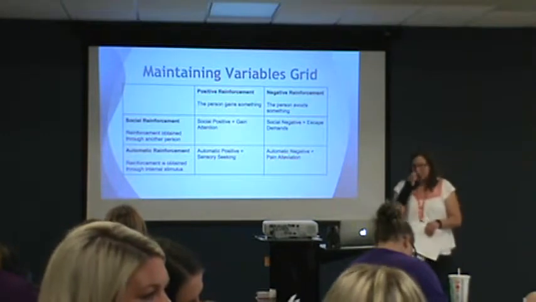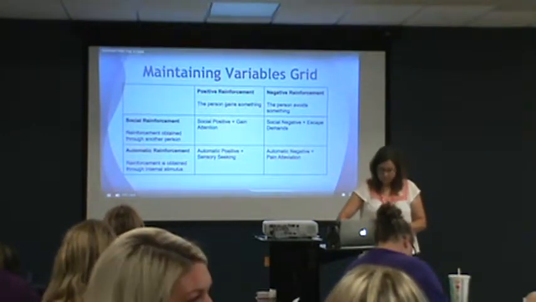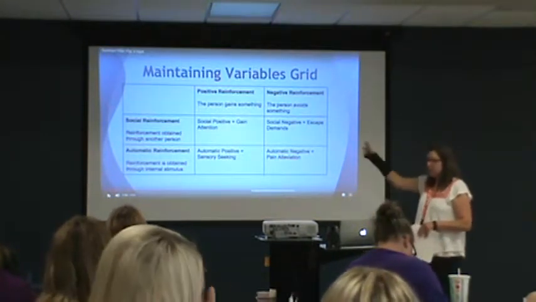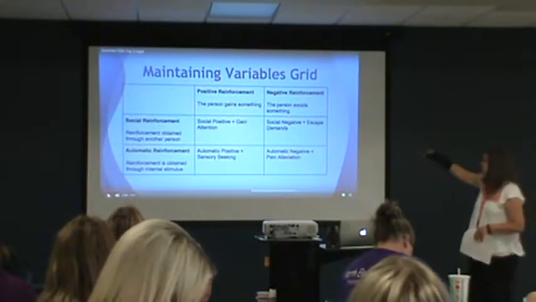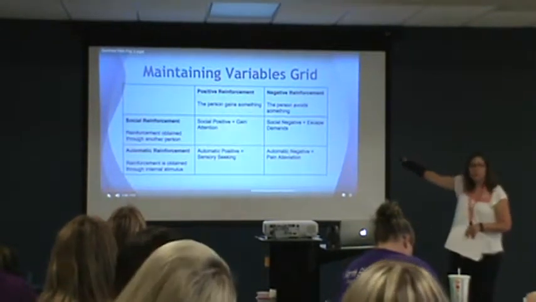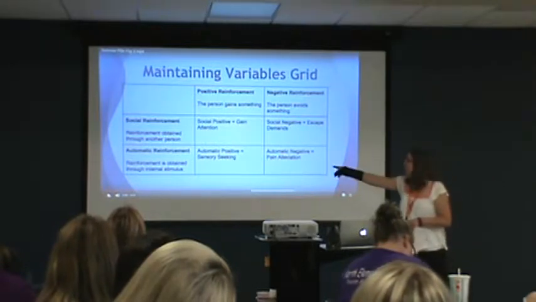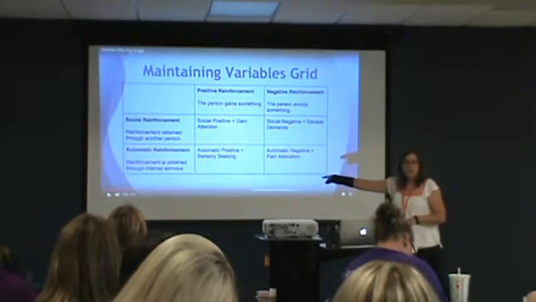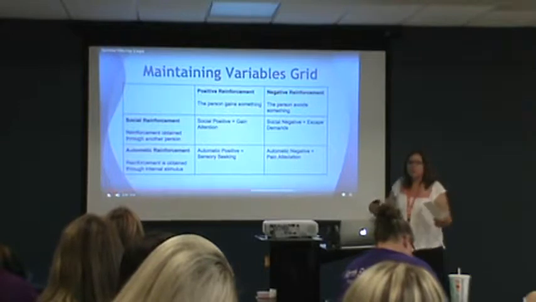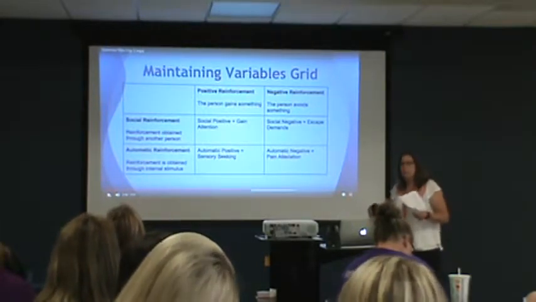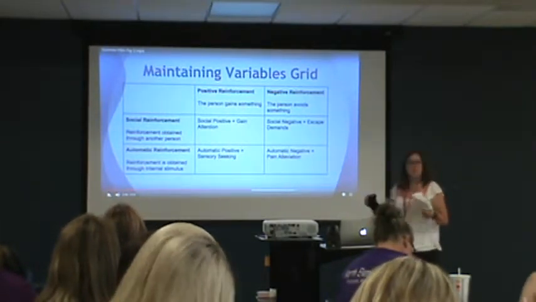That would equal social positive reinforcement, where they're gaining attention. So just really quick, positive and negative reinforcement, right? They're getting something, they're avoiding something. And along this side, social or automatic. So is it mediated by another person? Are they getting that reinforcement through another person? Or is it just something internal to them?